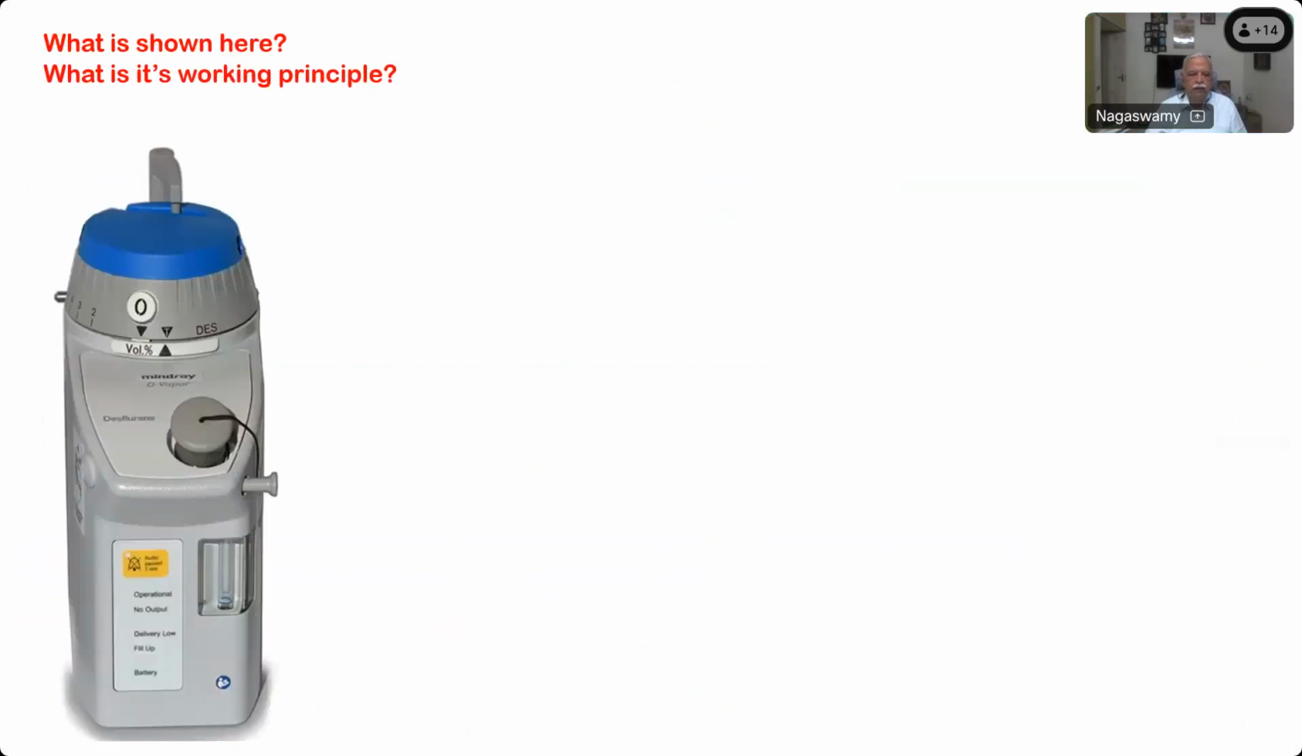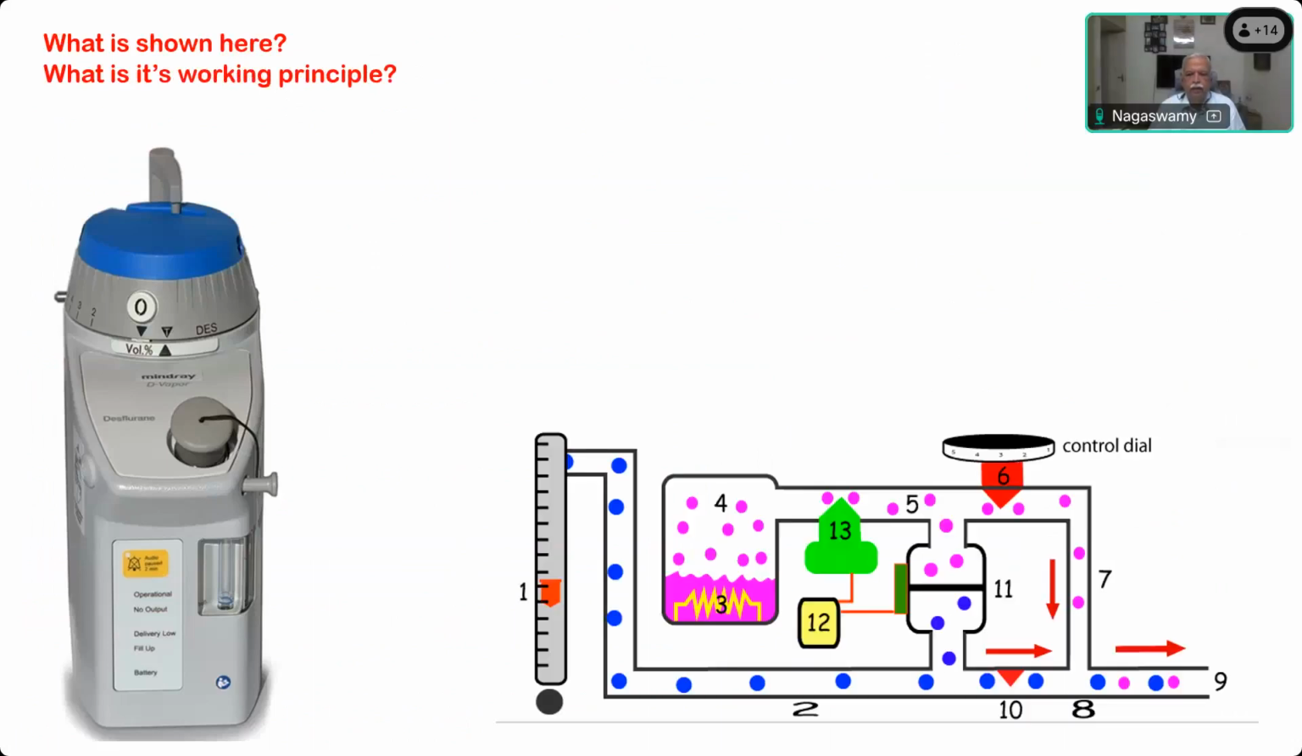Next thing is, of course, this is a very common thing which you might be asked in the exam, and all of you should be familiar with this equipment. What is this? Desflurane vaporizer. This is a desflurane Tec 6 vaporizer. Very good. And this is the working principle.